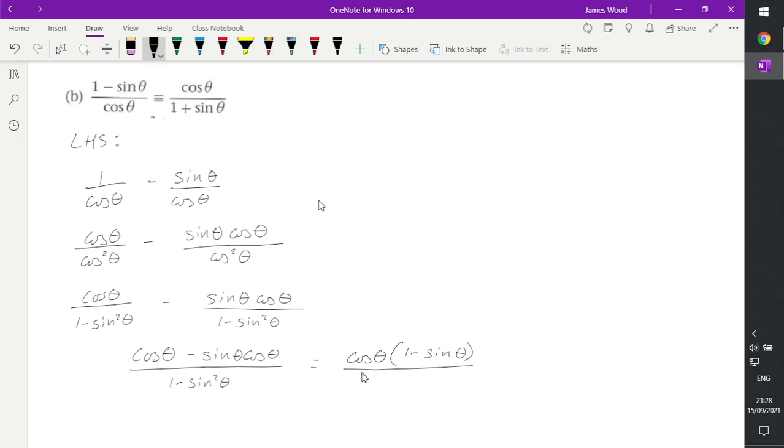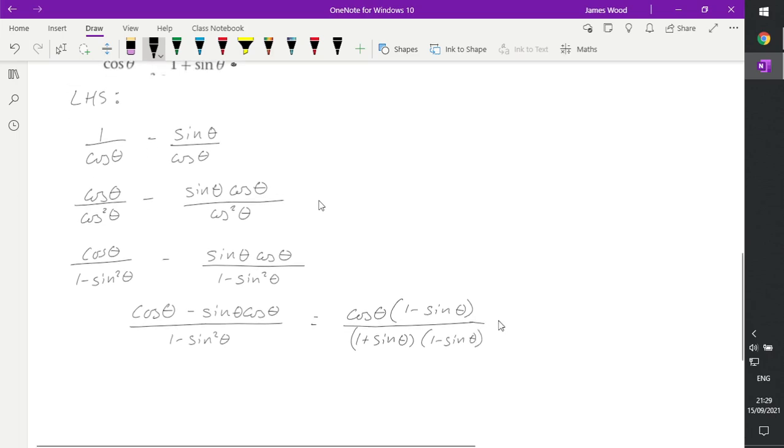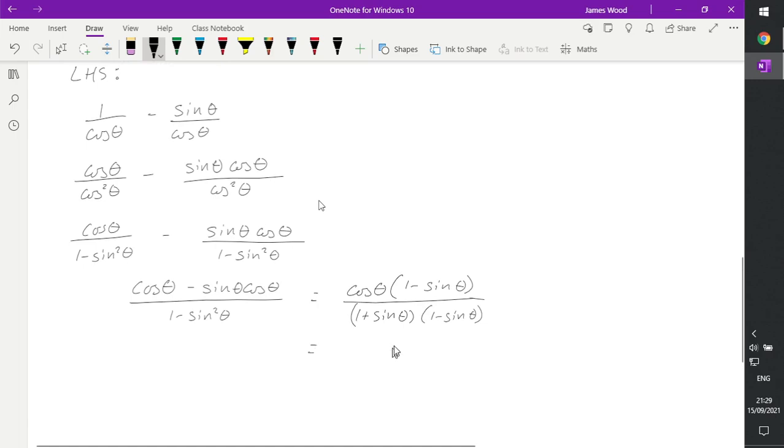On the bottom of my fraction, I could actually use difference of two squares again. So this is going to be 1 plus sine theta, which is where this bottom thing here comes from, times 1 minus sine theta. That's just using difference of two squares to factorize the bottom. And then I can see that two of those factors are going to cancel out, and I'm just left with cos theta over 1 plus sine theta.